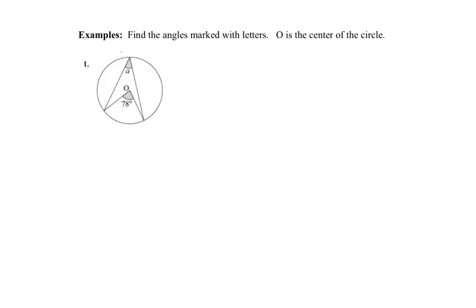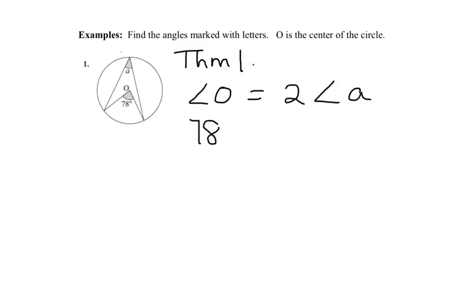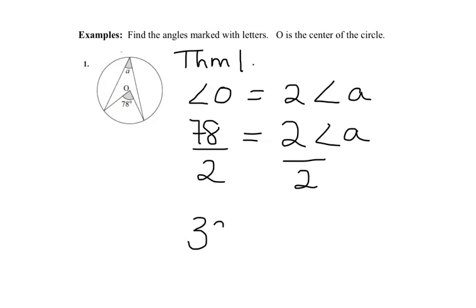Okay. Find the angle marked with the letters. Here we're looking for angle A. This is Theorem 1. Theorem 1 says that angle O, which is at the center, is equal to 2 times angle A. Angle O is 78 degrees. That's equal to 2 times angle A. So if I want to find angle A, I have to divide by 2, and I get 39 degrees for the measure of angle A, or the size of A.